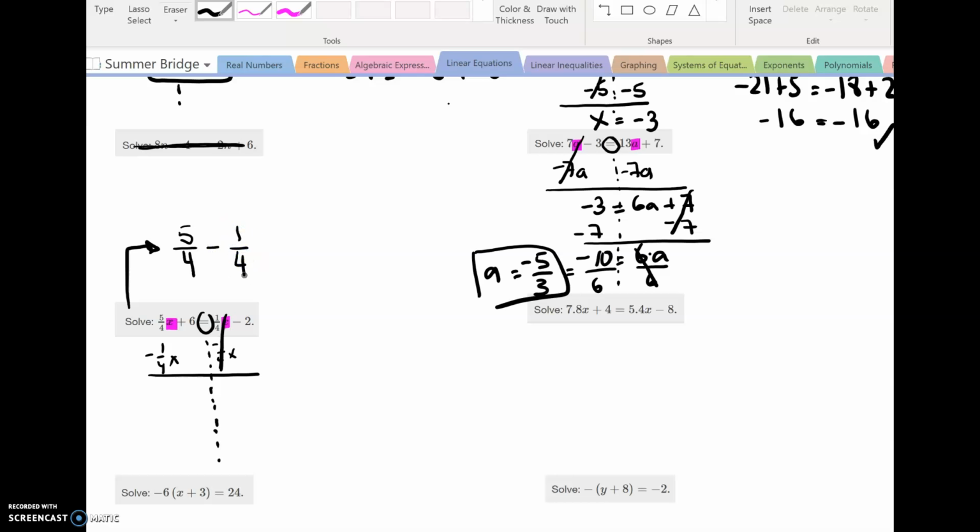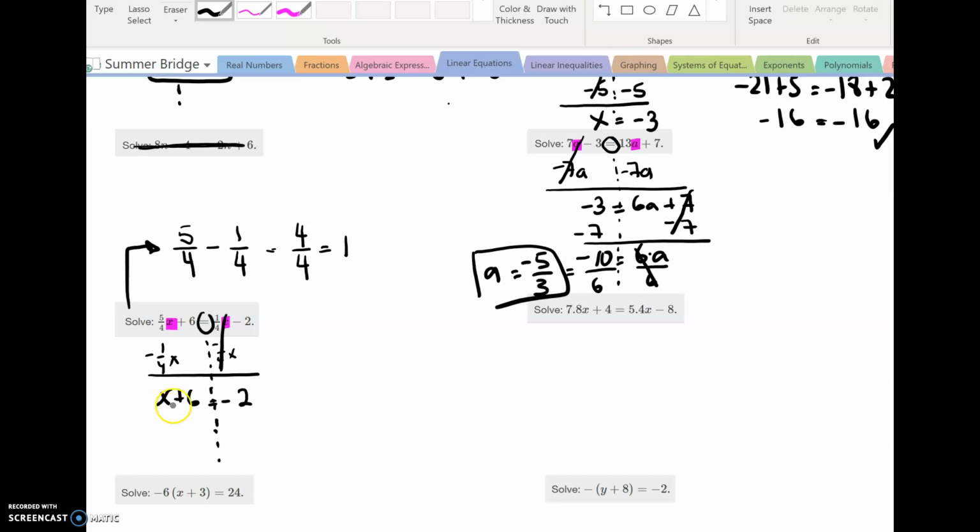In order for us to subtract fractions, we need the denominators to be the same, and luckily for us, they are. So all we do here is subtract the numerators. 5 minus 1 is 4 over 4, and that, ladies and gentlemen, simplifies to just 1. So that was a lucky coincidence for us. Now I just have plain old x plus 6 is equal to -2. Didn't that work out really nicely for us?